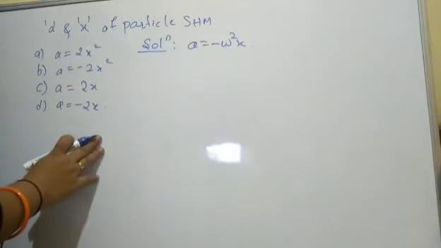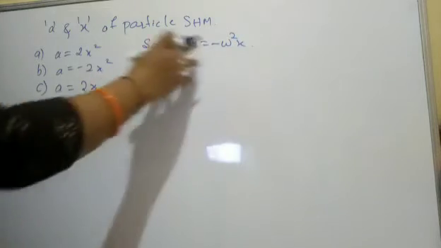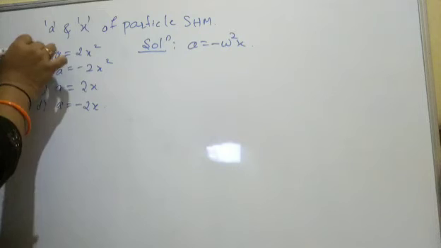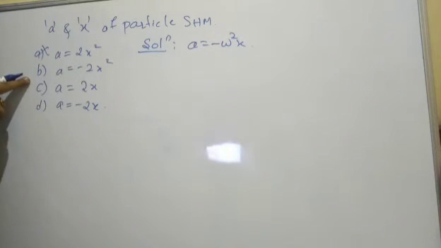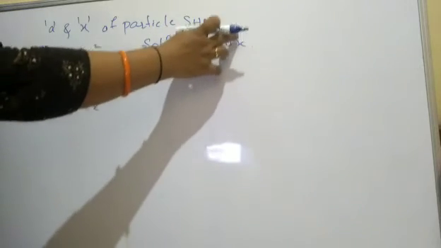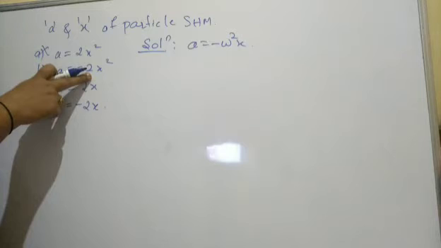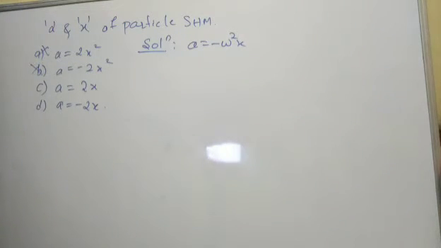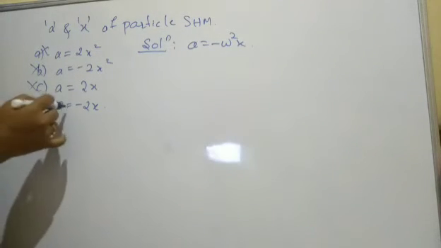So compare this part with the four options here. So minus omega square x is there. This is not possible because it is positive. So next, a is equal to minus omega square x. Minus x is there, omega is there, but not square. X square is there, that is also wrong here. So a is equal to 2x. No, it does not hold good.